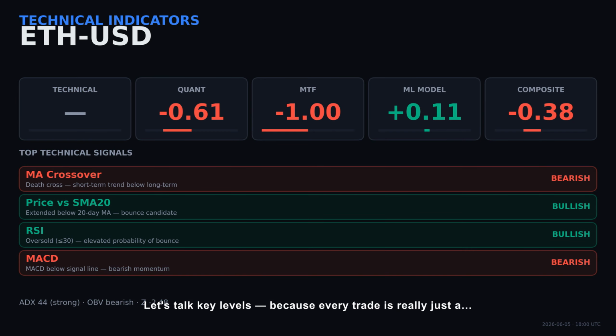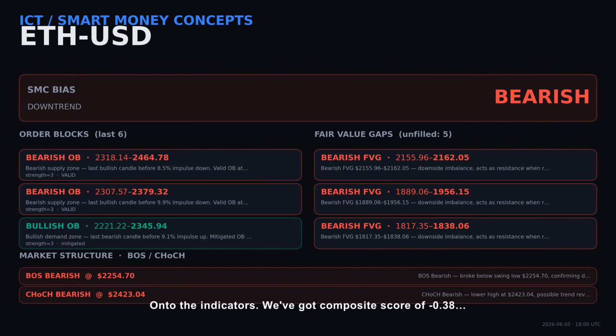On to the indicators. We've got composite score of 0.38, machine learning model +0.11. Positive numbers lean bullish, negative numbers lean bearish. And what you're really looking for is agreement across multiple boxes, not just one indicator screaming. ADX is at 44, and that tells us we're in a strong trend regime. Important because some strategies only work when ADX is above 25. On-balance volume is bearish. That's a sneaky good way to spot whether the smart money is buying or selling underneath the price action. Now, here's where it gets interesting.